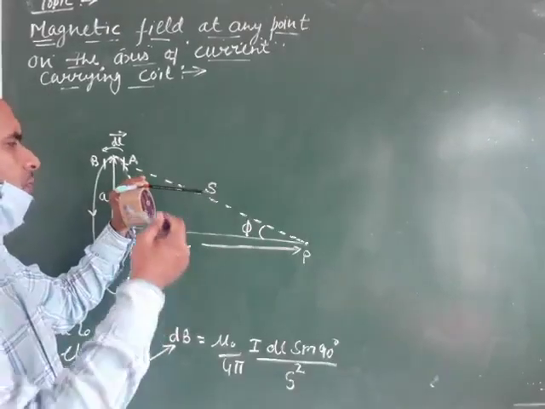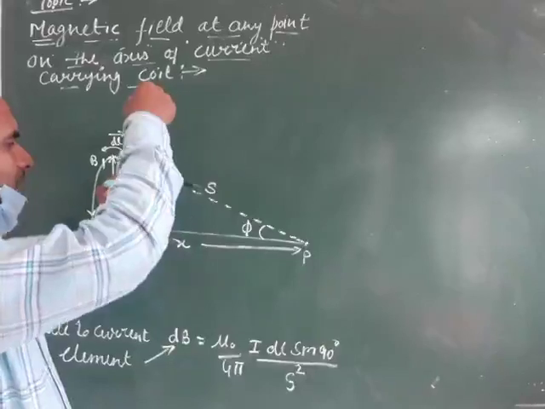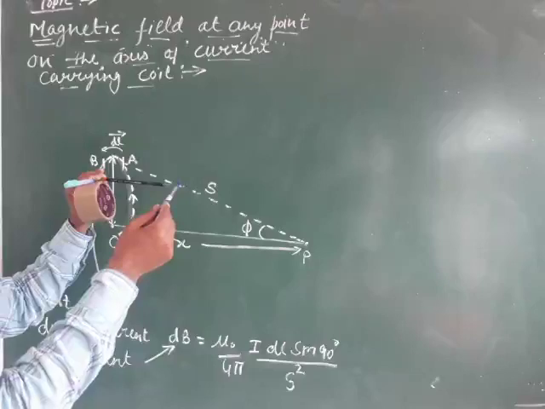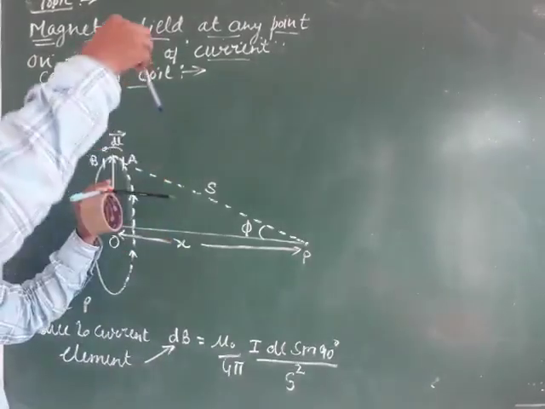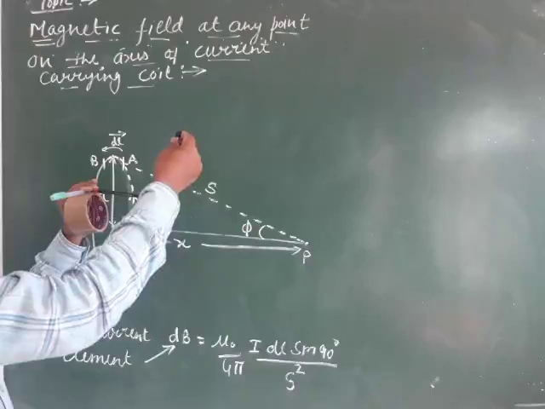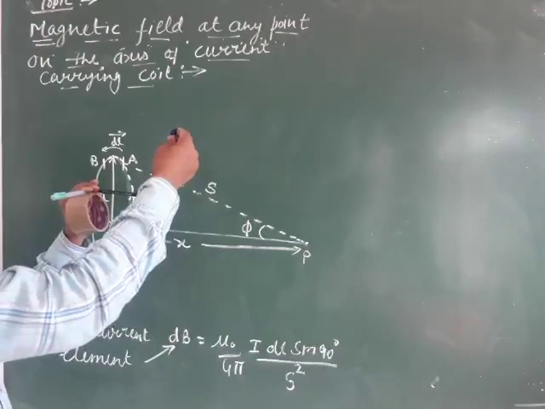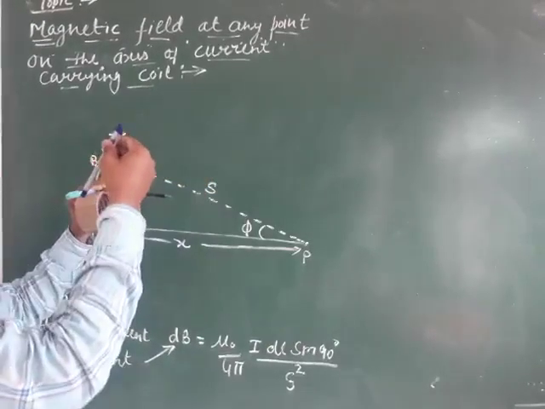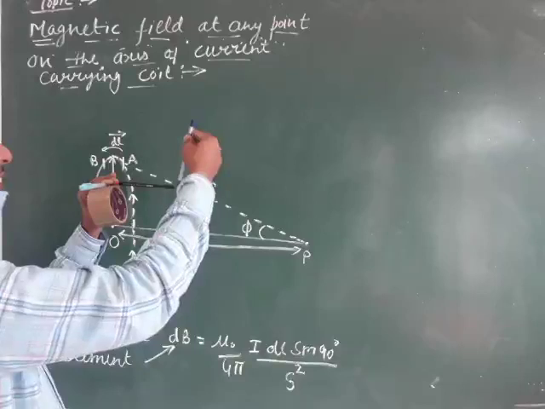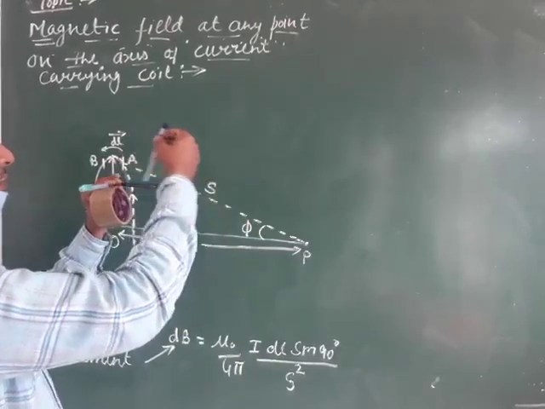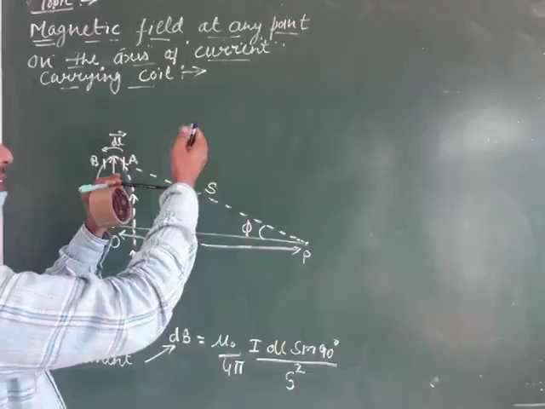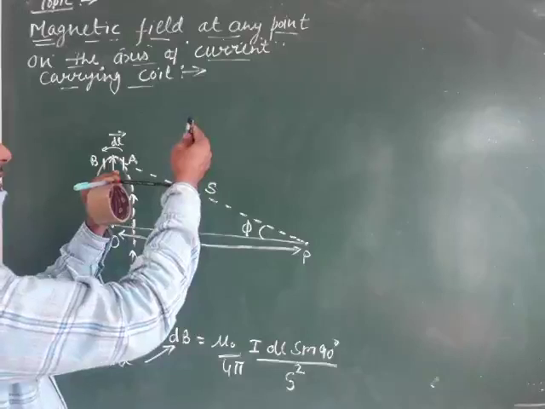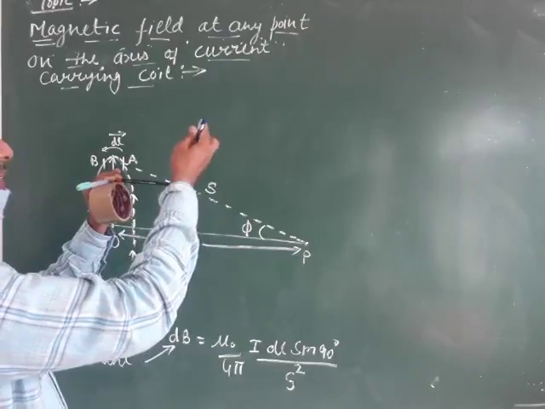Clear? So suppose I take this. See here, this is the direction of the current element, this is the direction of the displacement vector. So where will you keep the screw? You will keep the screw here. And how do you need to rotate the screw? The screw is perpendicular to this and also perpendicular to the current element. So how will you rotate the screw? From the current element to this side. If I rotate the screw from the current element to the displacement vector side, then the screw is moving this side in the plane of the paper.